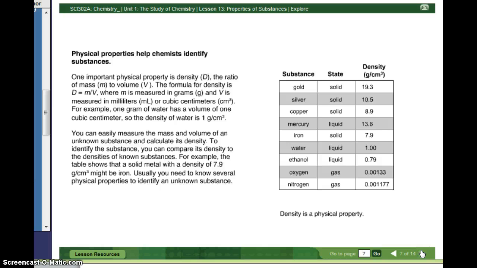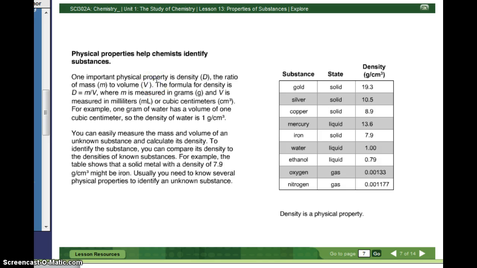Physical properties help chemists identify substances. One important physical property is density, the ratio of mass to volume. So let's look at a few things here. Density is abbreviated capital D. Mass is abbreviated lowercase m. Volume is abbreviated capital V. Yes, the capital and lowercase is important because there are many things that are abbreviated. Capital M stands for something else.